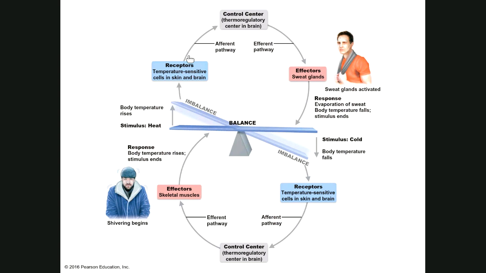Those receptors send input, you should know this, along what we call, and you should know this word, the afferent pathway. Afferent means we're going towards the control center. All right, towards. We will see this word afferent later. So receptors send input through the afferent pathway to the control center. The control center is going to be a specific part of the brain that regulates body temperature.